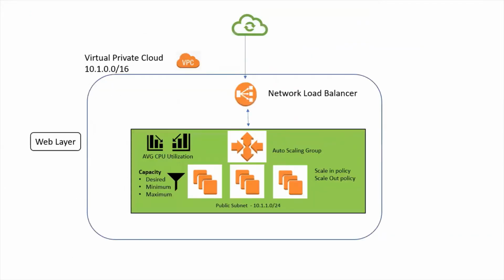If we come to the group, desired capacity is the number of machines. We know how much capacity we want to keep in our auto scaling group. We know that at a certain time we require this number of instances in the auto scaling group, and it can go minimum up to 2 and maximum up to 6. This minimum and maximum come into the picture when we are using scale in and scale out policies.